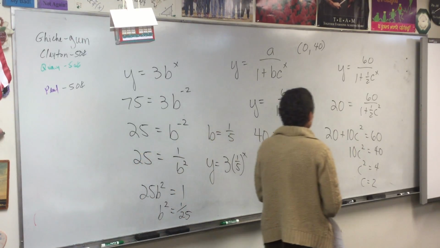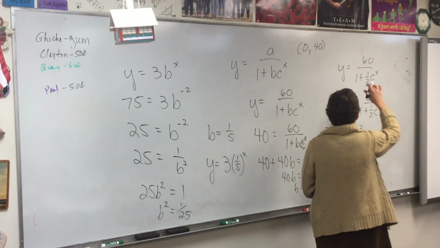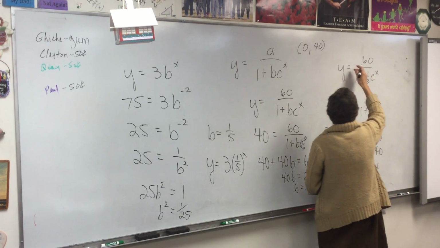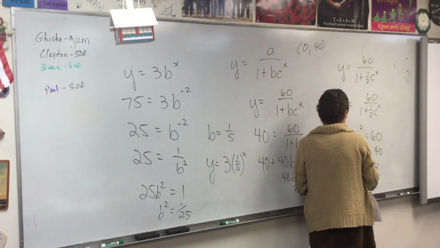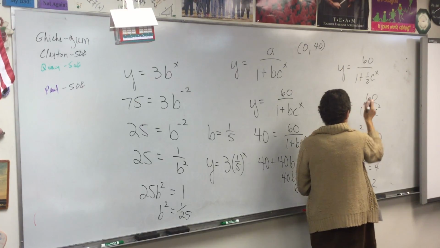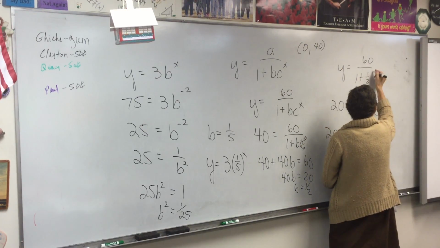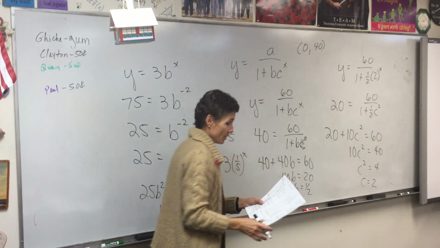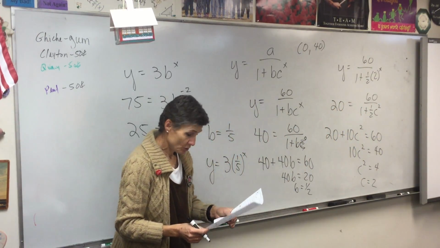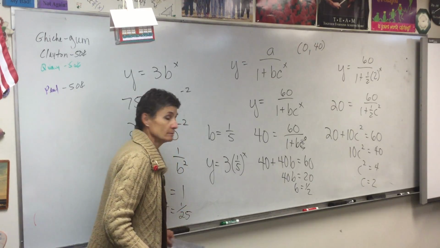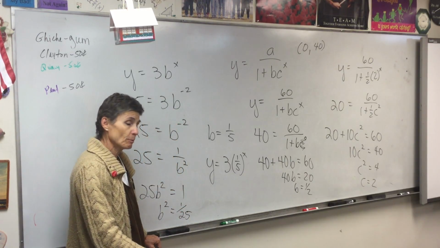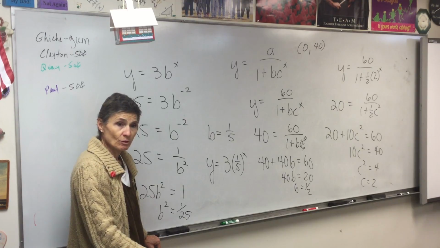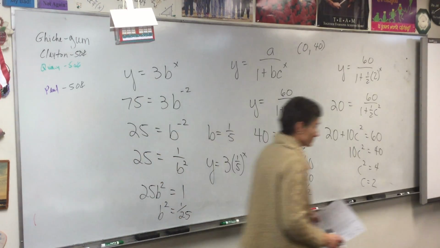So our final answer that we write in the answer blank is y equals 60 over 1 plus 1/2 times 2 to the x. Are you going to cancel out the 1/2 and the 2? Never. They're two separate numbers. Leave them alone, even though you're tempted to do that.